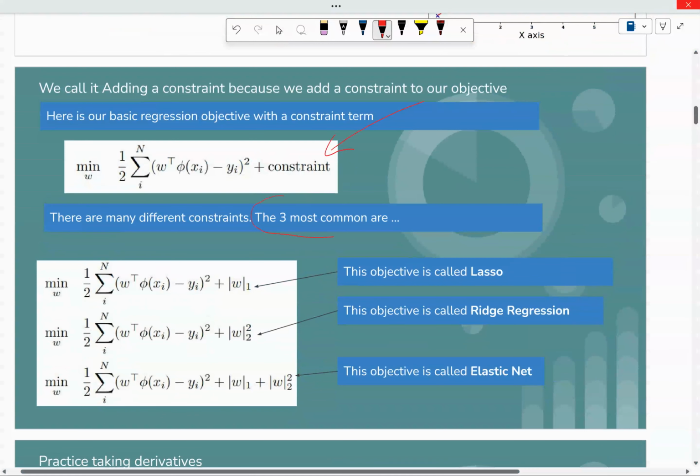The three most common constraints: if you put the L1 norm of the weights, this is called a lasso. If you put an L2 norm, it is called a ridge regression. If you put an L1 norm and L2 norm, then this algorithm is called elastic net. So each one of them has different names, but underlying all these fancy names, it is really just the concept of adding a constraint. Depending on which constraint you pick, it became a different algorithm, and the researcher was able to publish a separate paper.